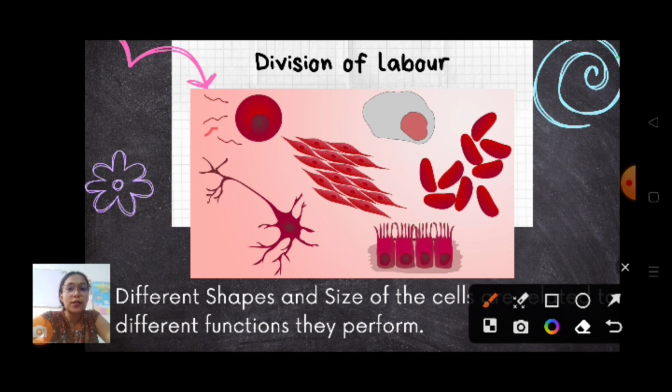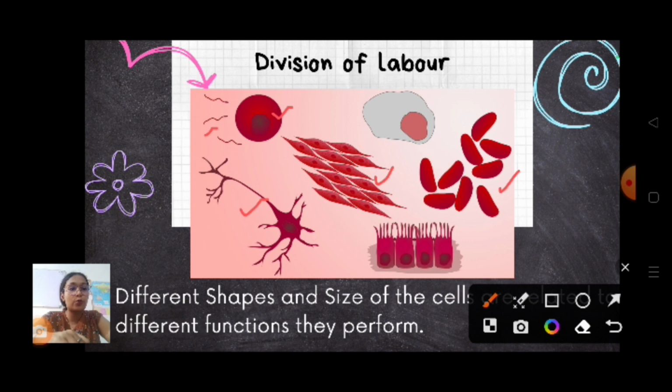Suppose this is the sperm cell, this is the ova, this is the nerve cell, this is the muscle cell, and RBCs. These are different types of cells present in our body. Since their shapes and sizes are different, can you see the nerve is a little elongated, the sperm has a tail, the ova is round in shape, and the muscles are spindle-like in shape. So they have different shapes, and they have different functions related to the shapes.